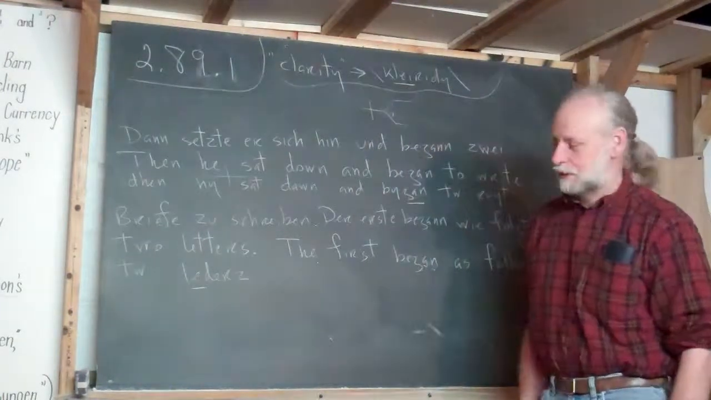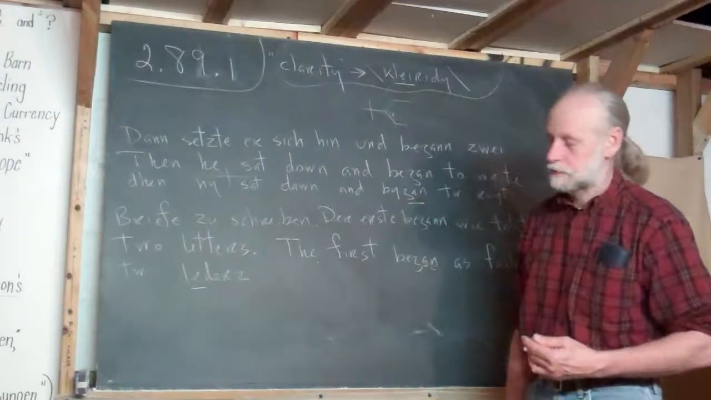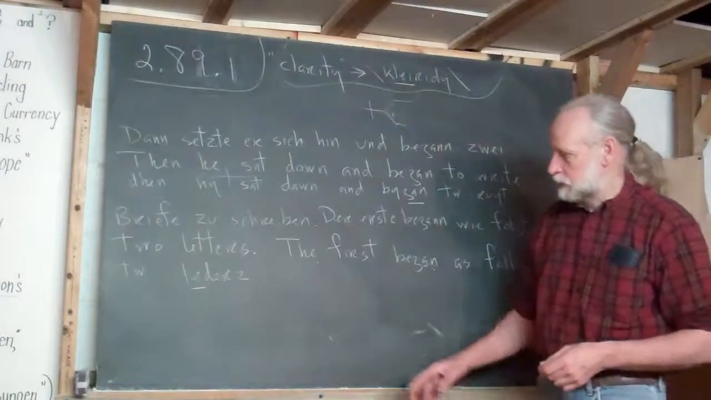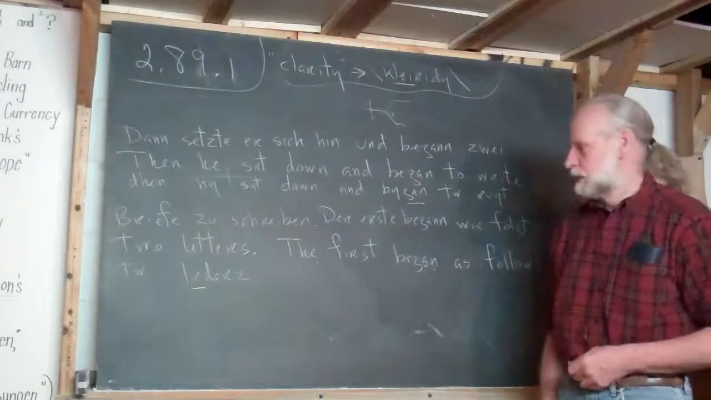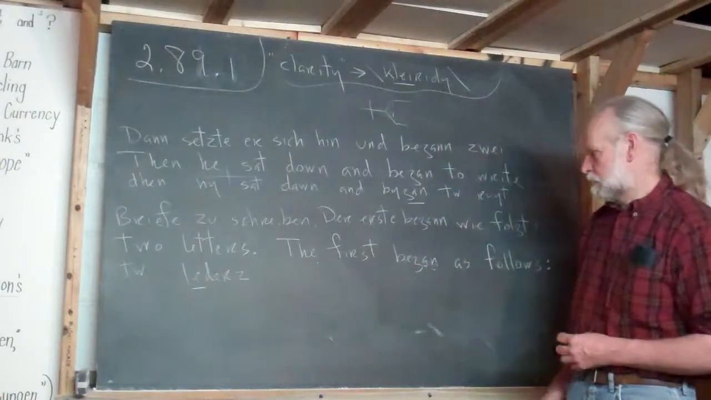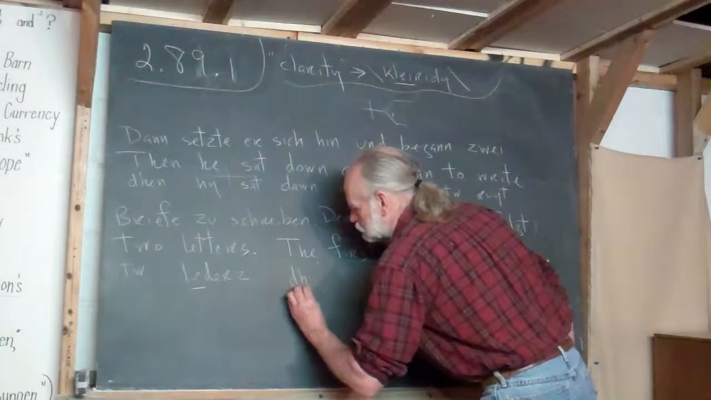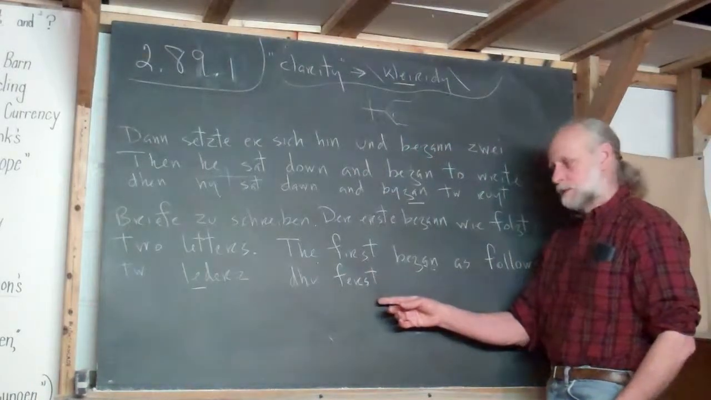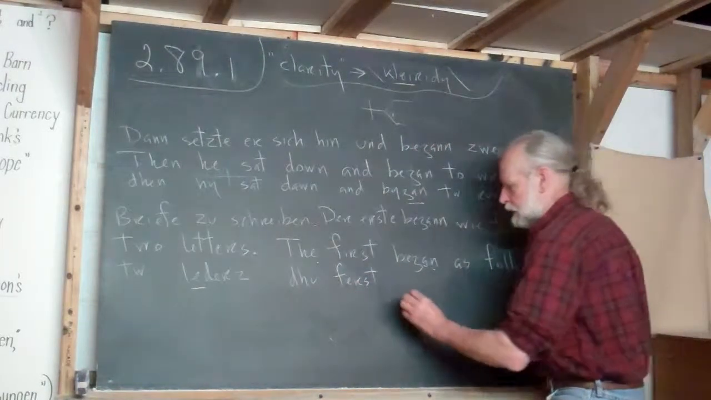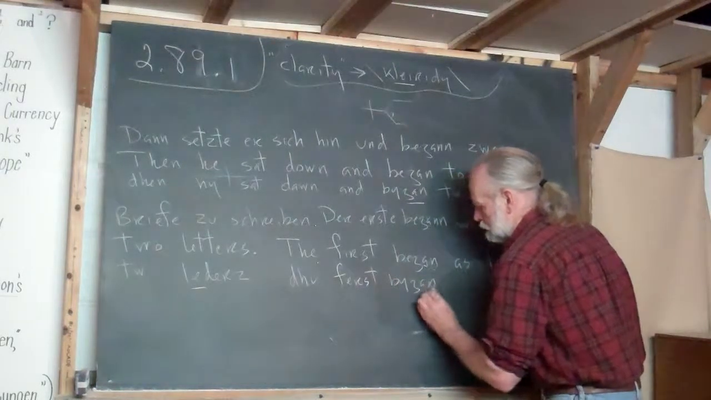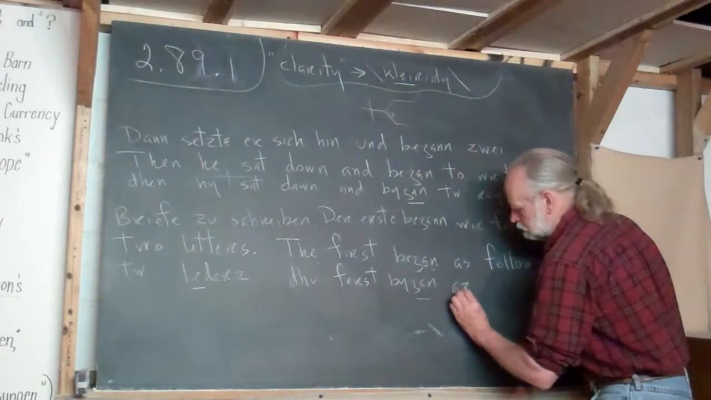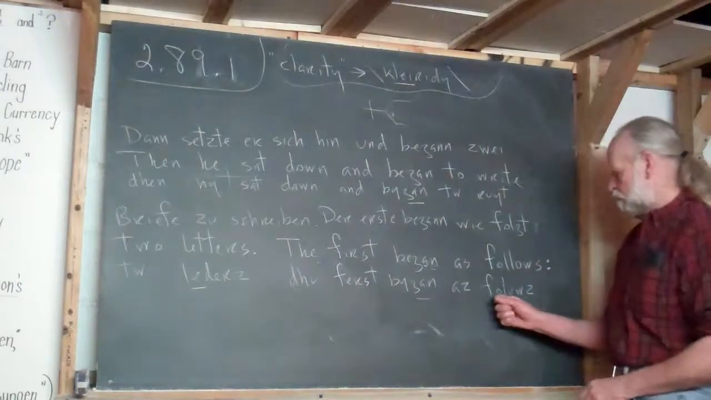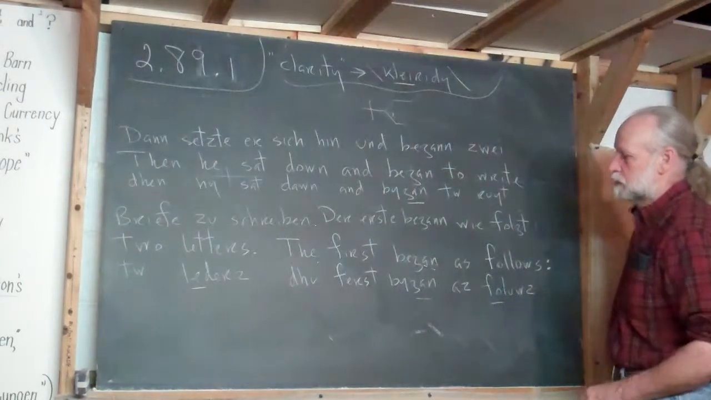2 letters. Now I suggested that British would maybe say letters and pronounce that as a T. But here in America, in the United States, we tend to make a lot of T's, D's, like butter. Letters. The first. We don't say first. We say first. Began as follows. Follows. The first began as follows.